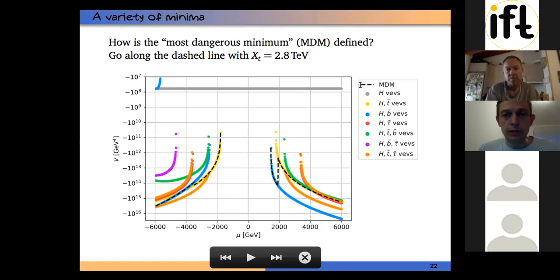Now the so-called most dangerous minimum, which is that minimum which has the shortest tunneling time, is indicated by this dashed line. Now we go along this line. In the beginning, we are in the Higgs bottom wave, and then suddenly we jump to the Higgs stop. So if we would continue basically only considering tunneling into the Higgs bottom wave, we would certainly make a mistake. And the same on the other side here, we are first in the Higgs bottom and then we jump to the Higgs stop.